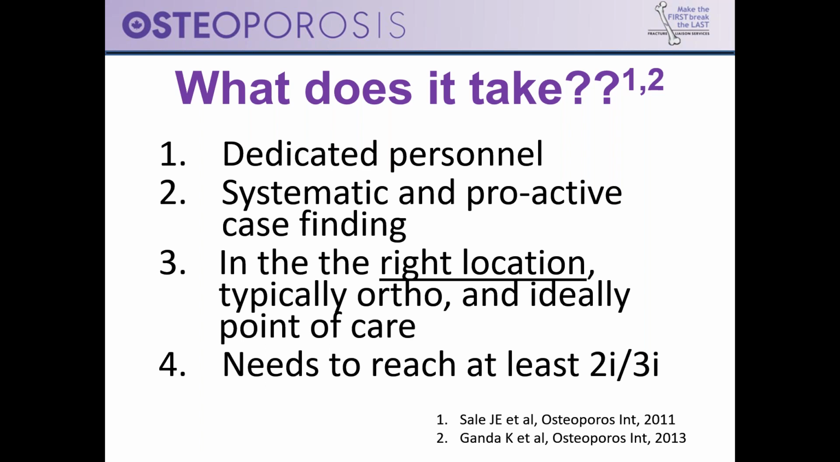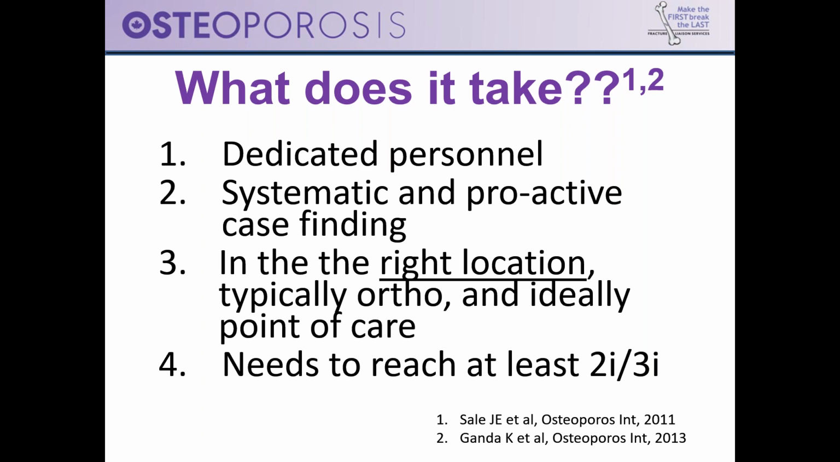The model cannot wait for patients to be referred to it. So the model has to find the fracture patient. This is called systematic and proactive case finding. And all of the FLSs will go through clinic lists and the hospital admission list to identify all of the acute fracture patients coming in to the hospital.